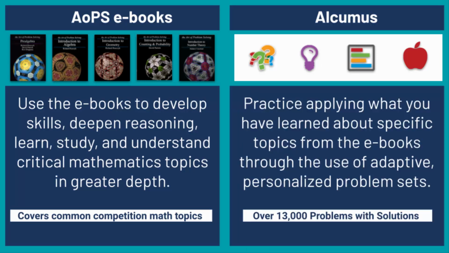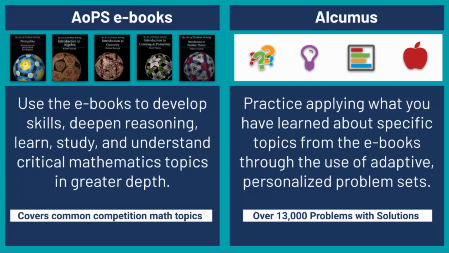Alchemist, on the other hand, is for practicing applying what you've learned about specific topics from the ebooks or from what you already know. The important feature to know about Alchemist is that it adapts to your performance level by providing personalized problems within a specific topic. There are over 13,000 problems with full solutions in the Alchemist Bank. So think of these as those problem sets that you would do in Beast Academy if you're familiar with that platform.